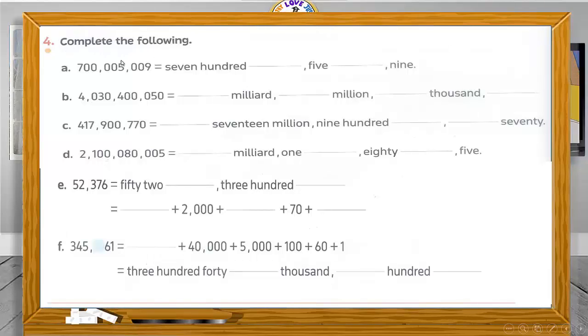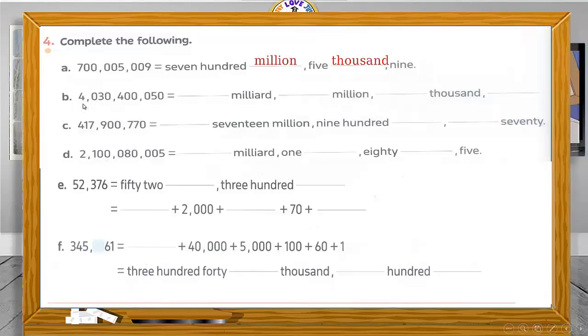Exercise 4. Complete the following. Here you have numbers and you have space. You should write the words here. 700. Here we have 700. 700 what? In which place or in which period? In millions. So you should write 700 million. 5,000. Because this digit is in the thousands place or in the second period. So write thousand. Last period 9.